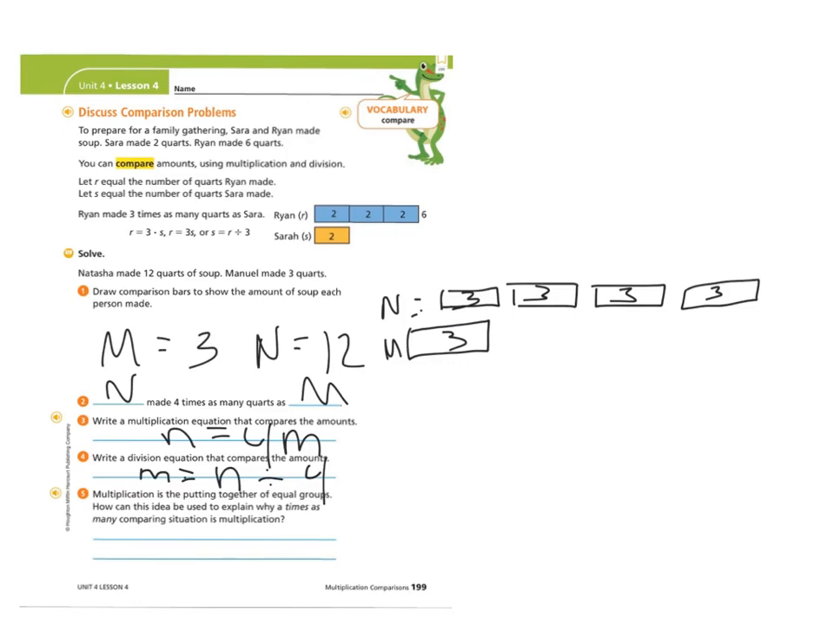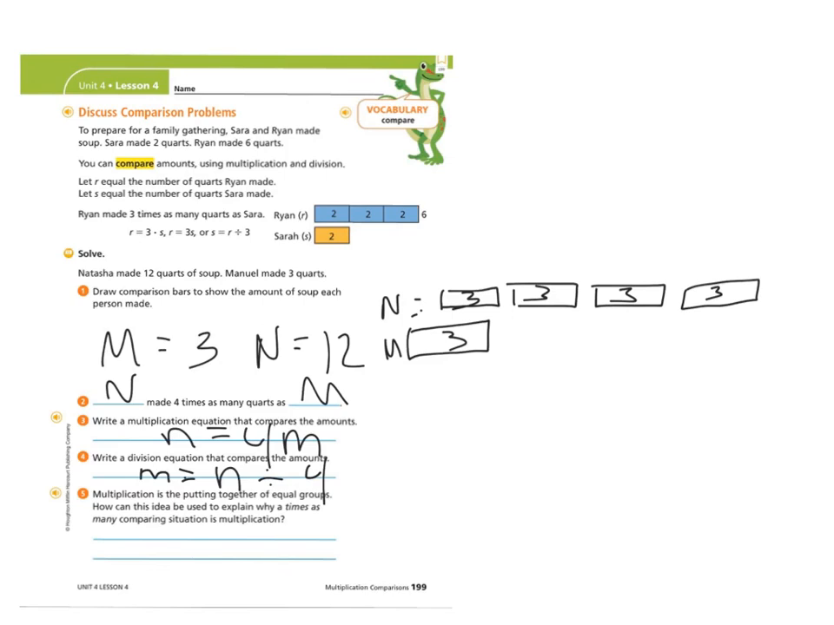Number 5, multiplication is the putting together of equal groups. How can this idea be used to explain why times as many comparing situation is multiplication? So the greater quantity is repeated groups of the lesser quantity. So I hope this helps.